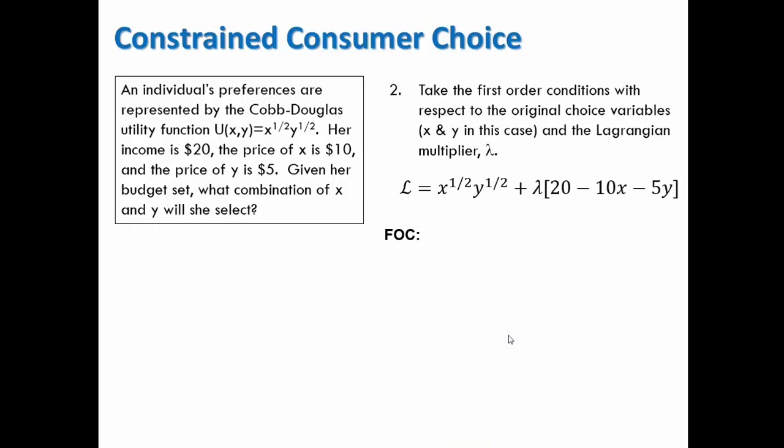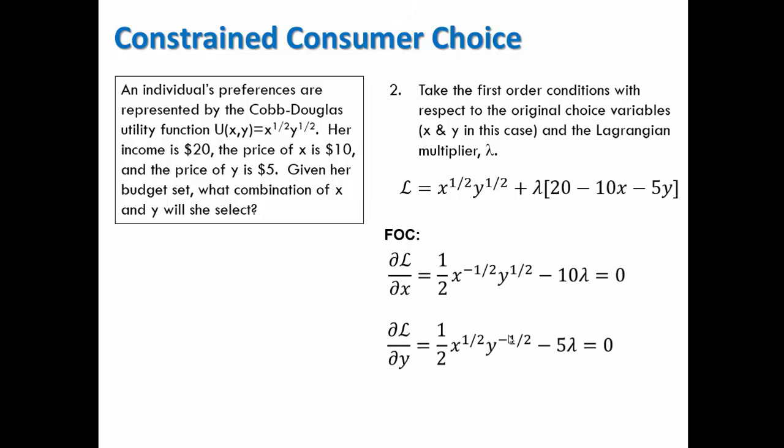Step 2 is to take the first order conditions. That is, for each of the three variables, x, y, and lambda, partially differentiate the Lagrangian equation with respect to that variable, holding the other variables constant, and then set those partial derivatives equal to 0.